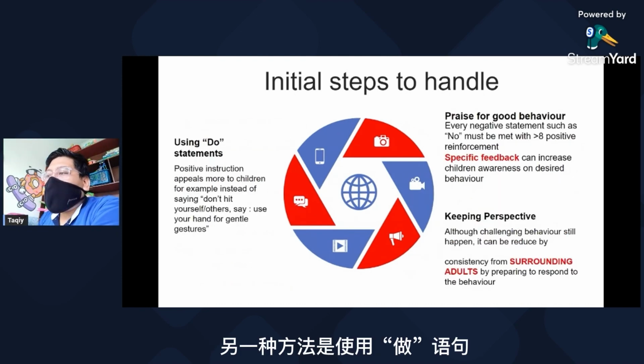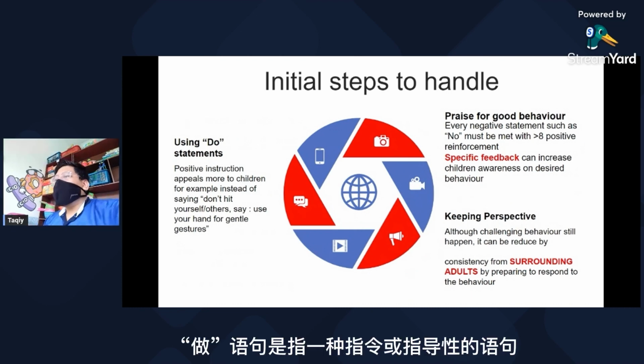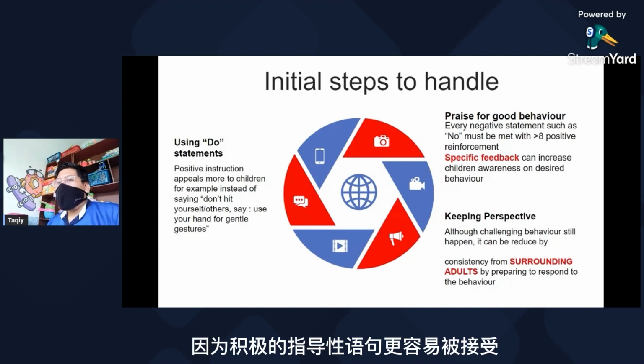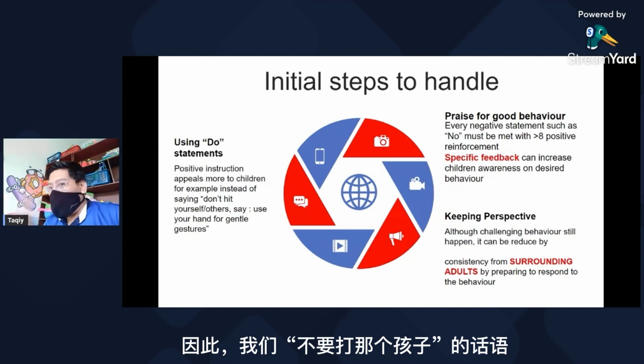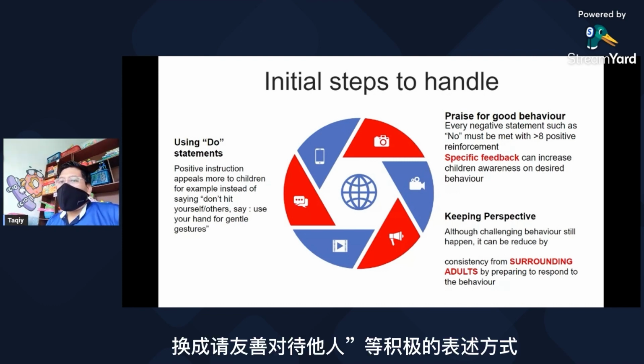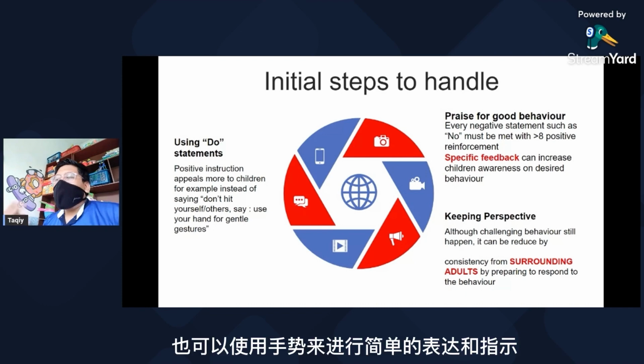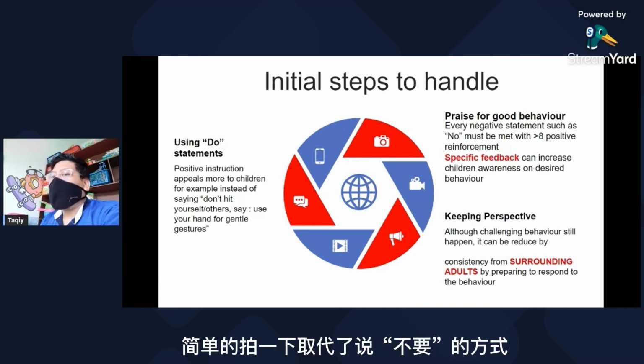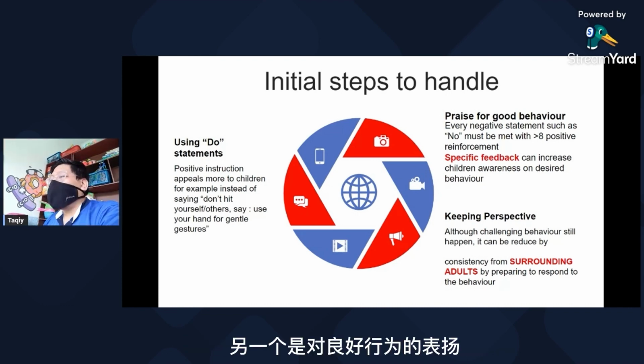Another way is using do statements. A do statement is an instruction that focuses on positive instruction, because positive instruction appeals more to children. So instead of saying, do not hit that kid, we can use words such as, use your hand for a simple gesture, or use your hand to pet the boy, just a simple pet, instead of saying don't.